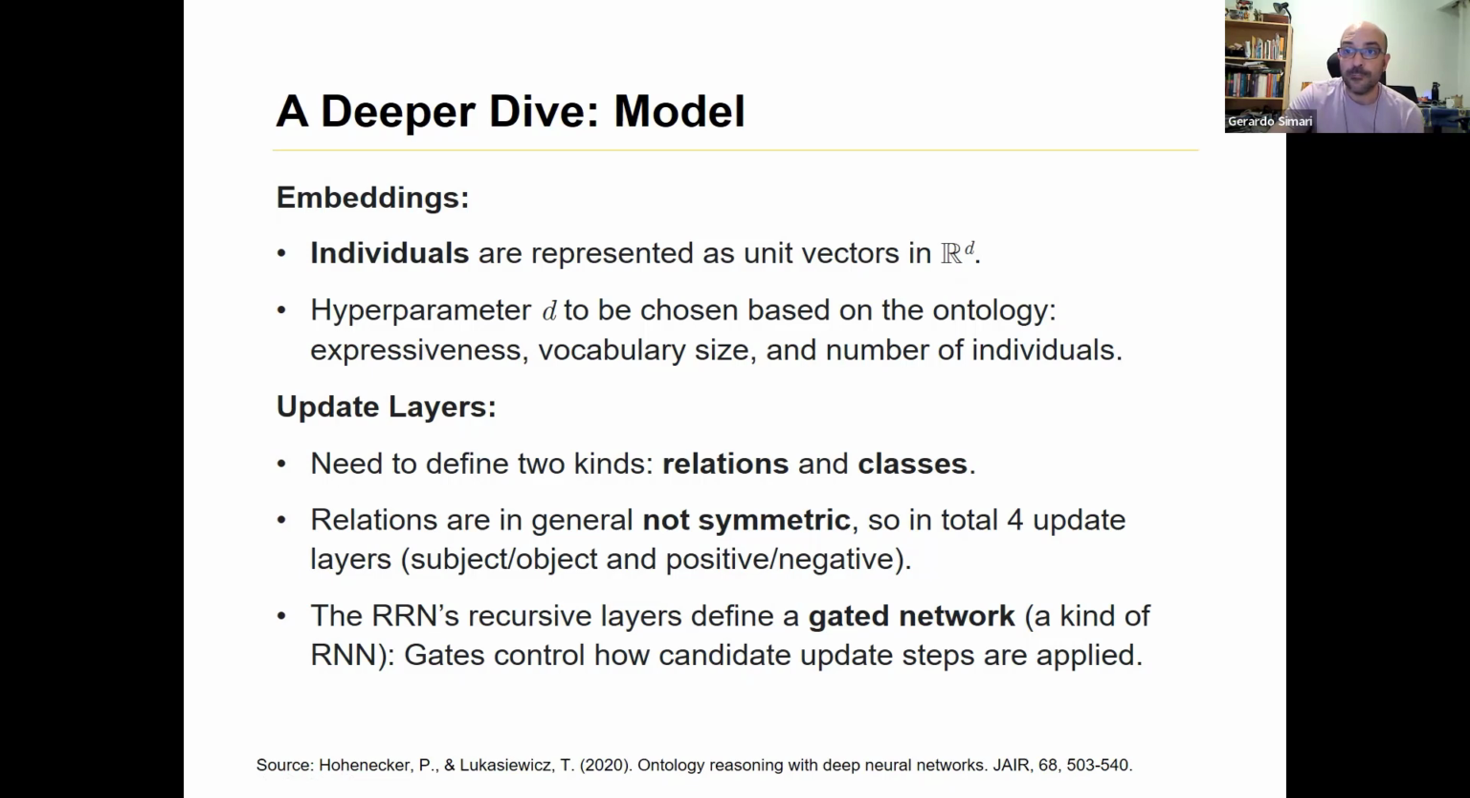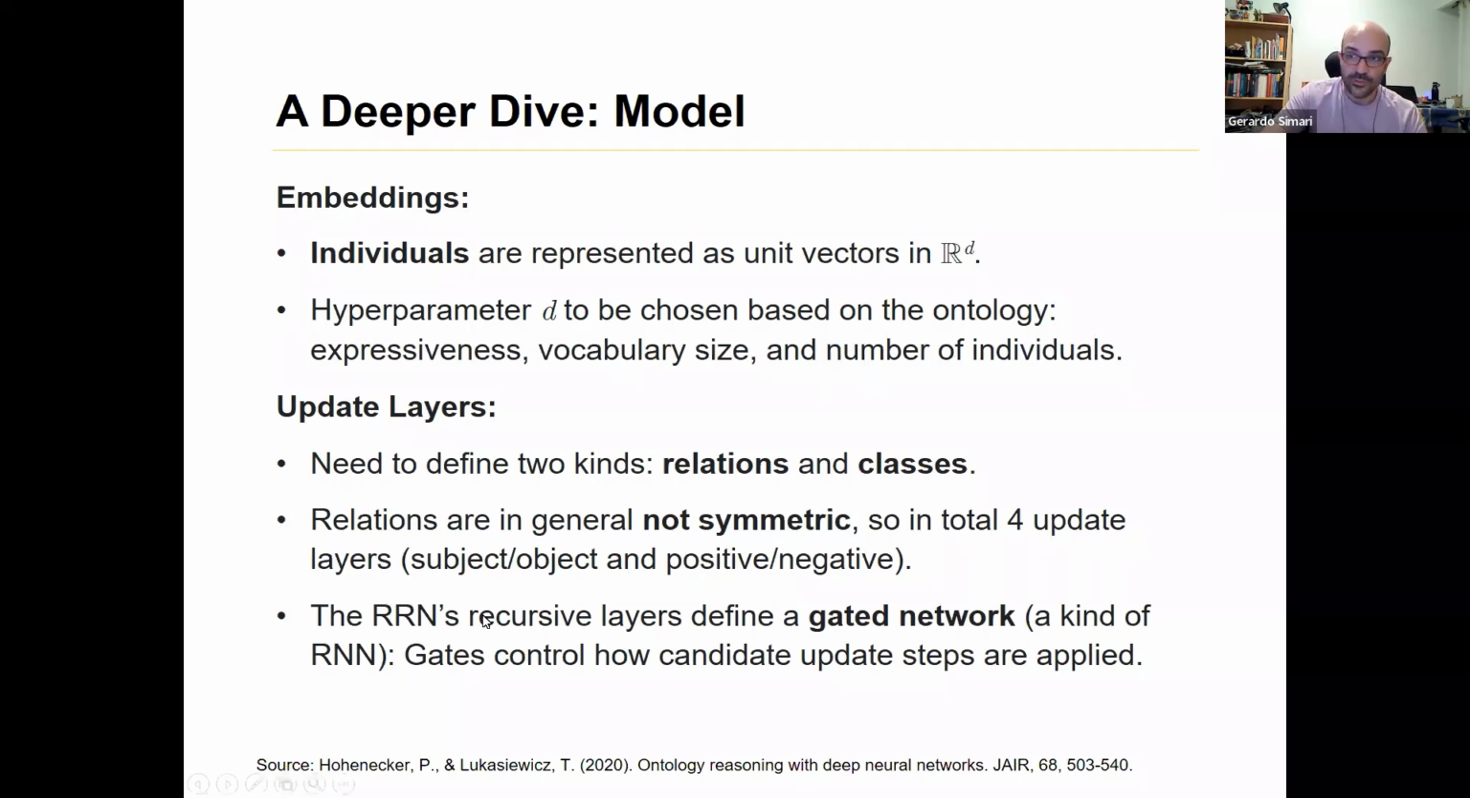And we'll have update layers, that we'll see in just a second, that will have to define two kinds, one for relations and another for classes. Since relations are in general not symmetric, you can assume that if I and J are in a relation, then the dual will hold, so J, I will also hold. We'll have in total 4 update layers, for subject and object, and for positive and negative.